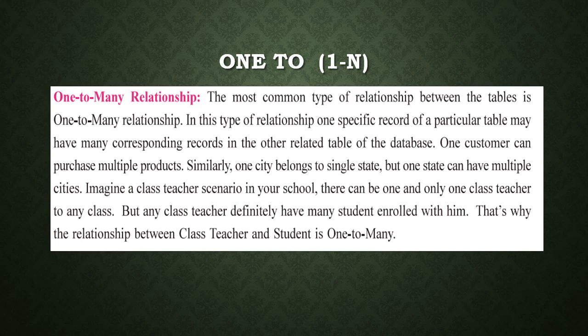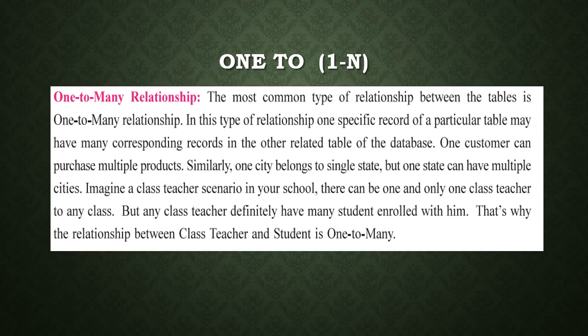One customer can purchase multiple products. So the relationship between customer and multiple products. Similarly, one city belongs to a single state, but one state can have multiple cities. So the relationship between one state and all its cities.